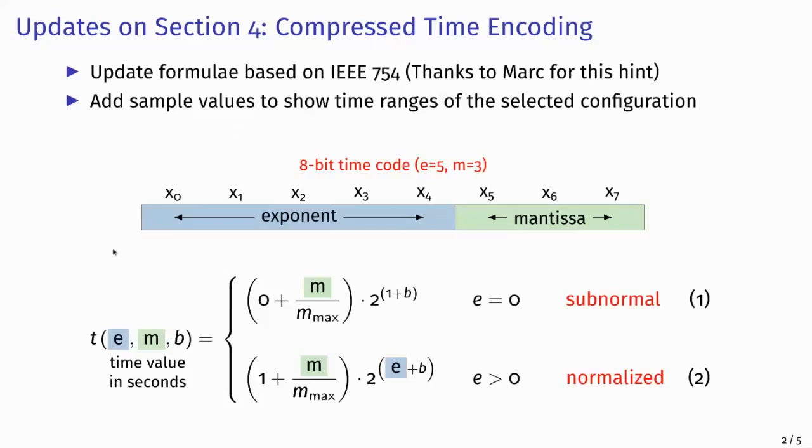The compression itself uses an 8-bit timecode. Out of these 8 bits, we define 5 bits for the exponent and 3 bits for the mantissa. I will show you why we took these values later. We have two formulas, which are basically the same formulas taken out of the IEEE 754 specification. The upper formula is for subnormal numbers, that is, if you have an exponent of 0. If you have an exponent greater than 0, we take the second formula. The idea of having a subnormal range is that we close the gap between 0 and the lowest number that the lower formula can represent.